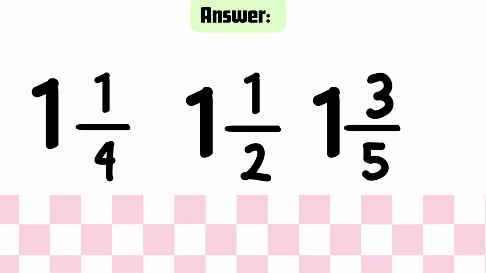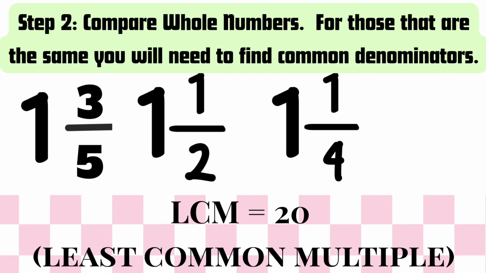Using this reasoning, we can determine that the smallest of these numbers would be 1 1/4, followed by 1 1/2, and finally 1 3/5 would be the largest. If students want to verify this answer or aren't confident in their visual reasoning, they should find the least common multiple of the three denominators, 5, 2, and 4. The least common multiple of these numbers is 20.